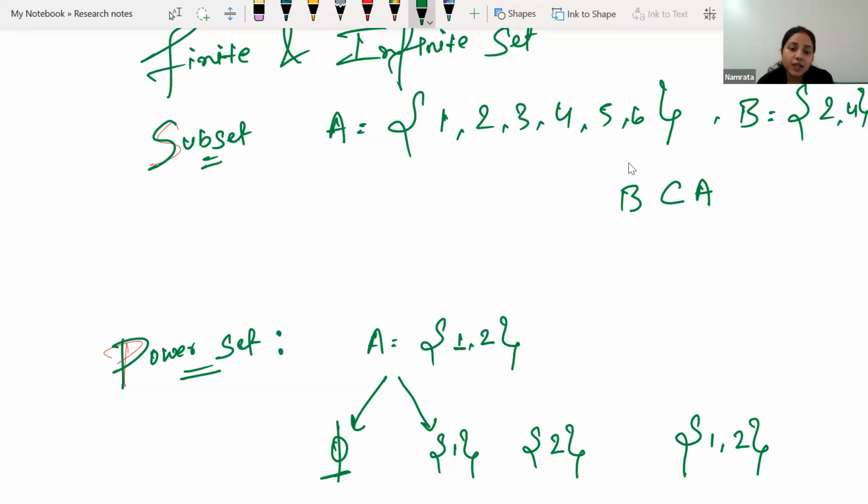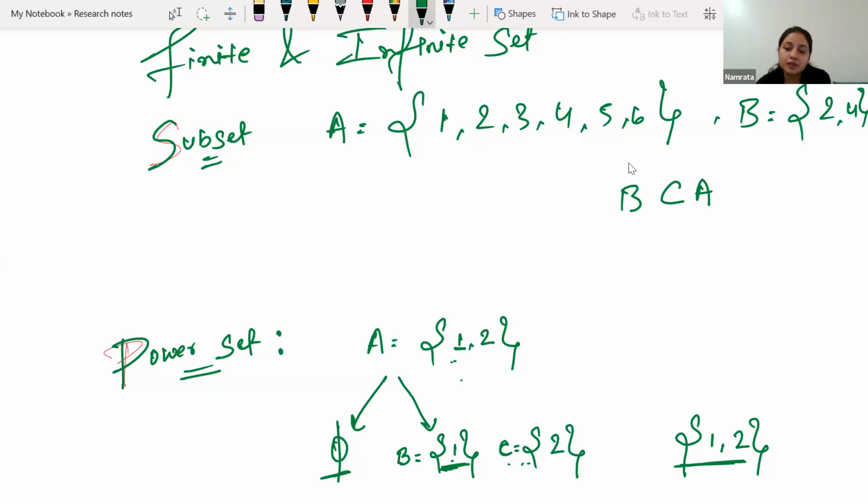Now here we have the element 1. So if any other set, let's say set B, has just one element, that is 1, then obviously B is a subset of A. If there is a set C having the element 2, we can say C is contained in A. The element of C is already there in the set A. So C is a subset of A.